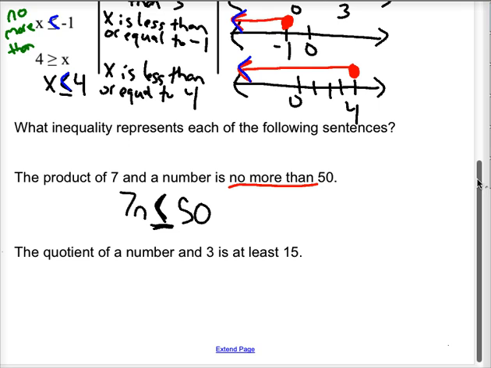What about this one? The quotient of a number and 3. Well, the quotient of a number and 3 is going to be n divided by 3 is at least 15. So at least, to me, that's saying it could be greater than it. So is 16 at least 15? Well, yeah. So is 17. So is 18. So is 19.